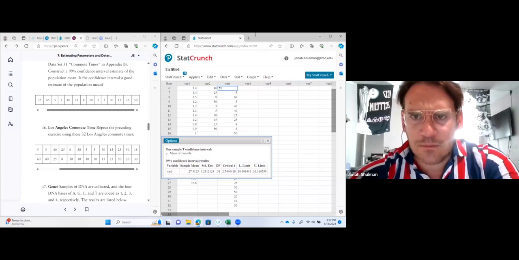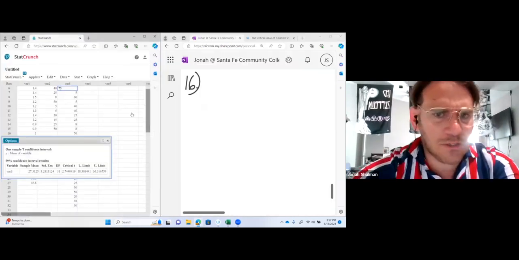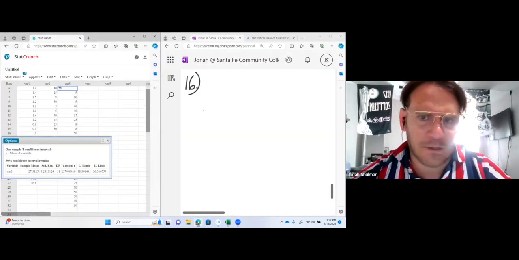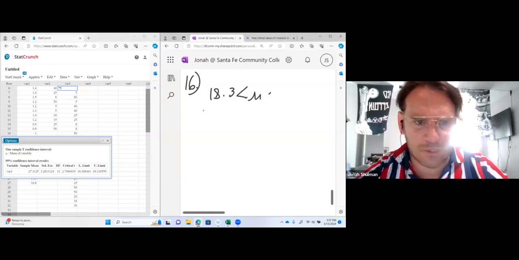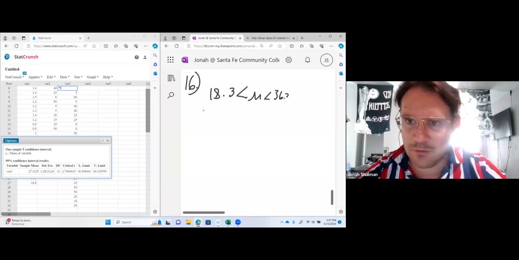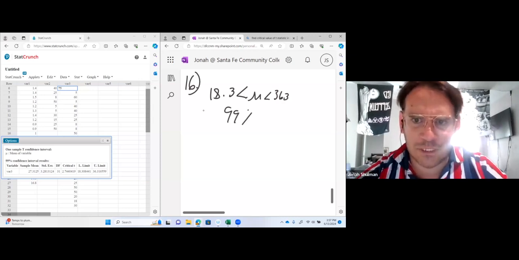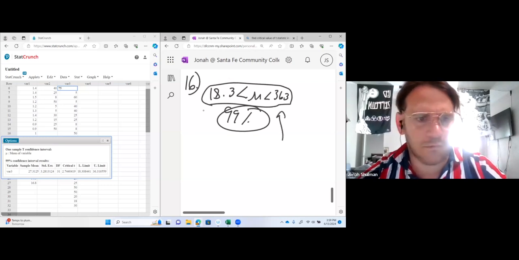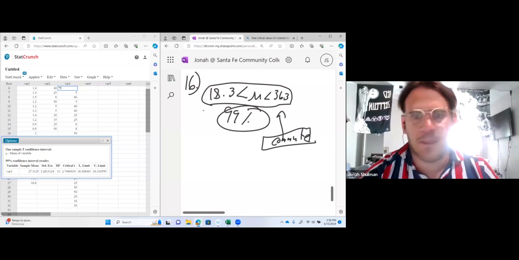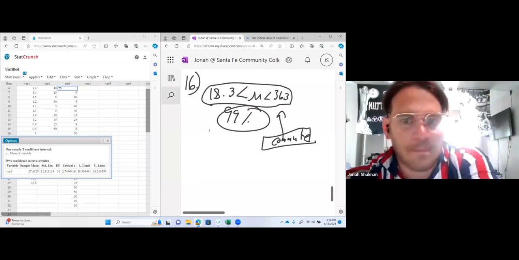So that's nice. I'll write the answer for this one, and then I'm going to show you how to do it for the rest of them. So the answer for this is 18.3 is less than the mean, which is less than 36.3. We are 99% sure it will fall between this for your daily commute. That's your commute time.